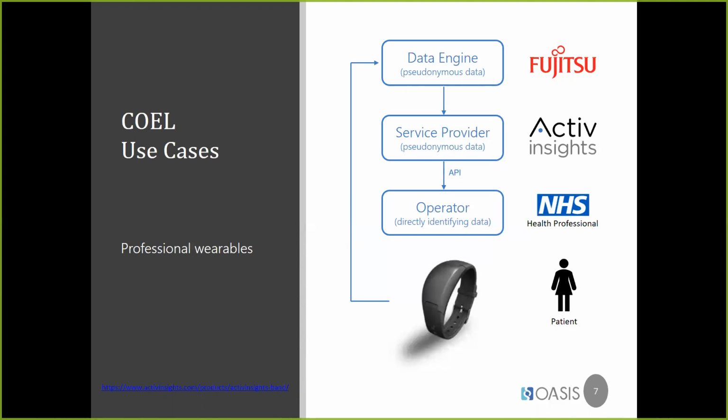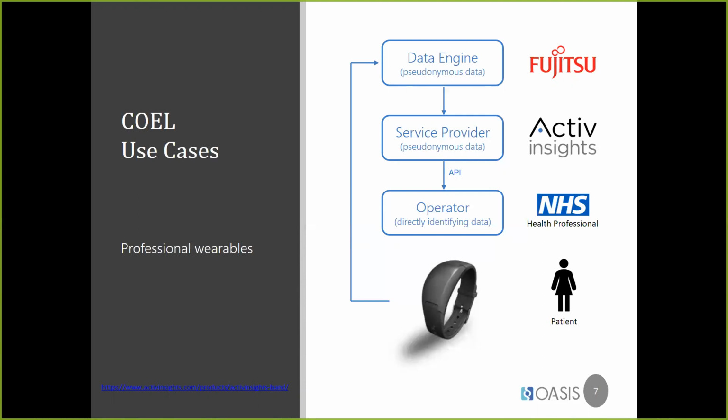So here's an example about a professional wearable. This is a device that's been given to a patient by their healthcare professional. And here, this is a UK example. So we've got the NHS, National Healthcare System. And the role that they are taking on is the role of the operator. And the operator owns the relationship with the individual. And they're the only person within this example here that has the directly identifying information for that individual.